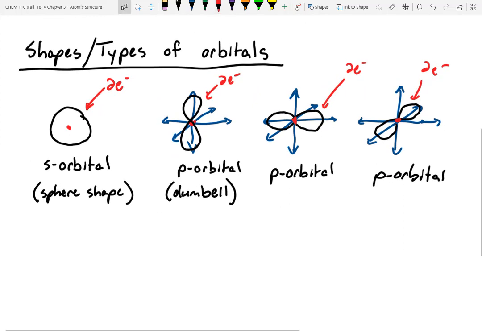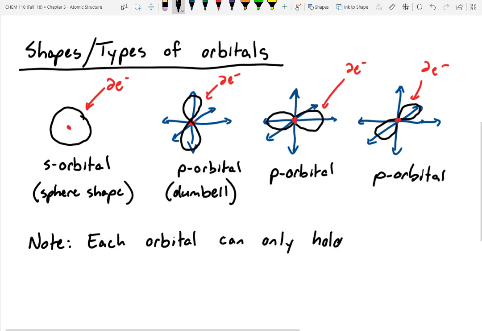So let's make some notes about this. Each orbital can only hold 2 electrons. That's the first point. And then once an orbital is filled with 2 electrons, you must go to the next orbital.